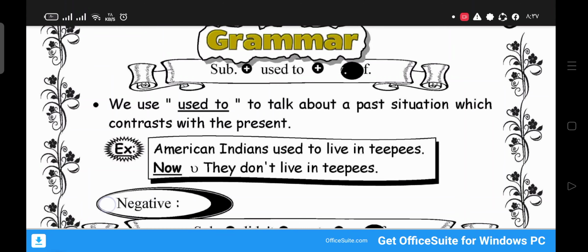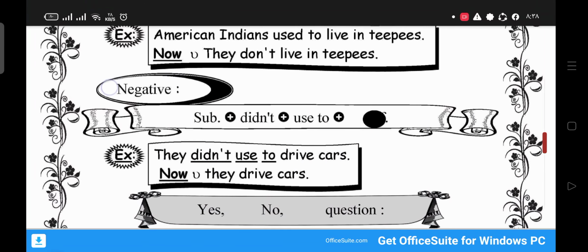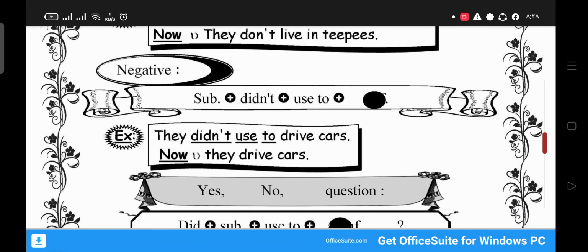خلينا بقى نبتدي نتكلم عن used to. How to make negative. Negative of used to: didn't use to plus infinitive. They didn't use to drive cars. Now they drive cars. This is the contrast.